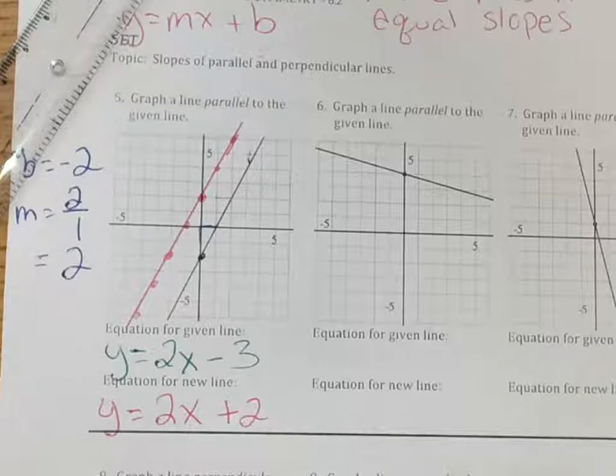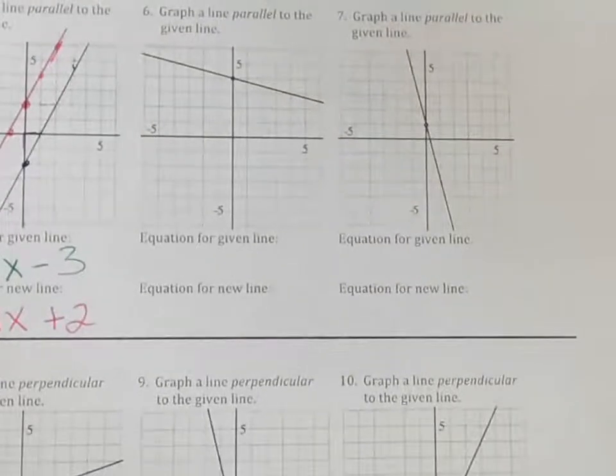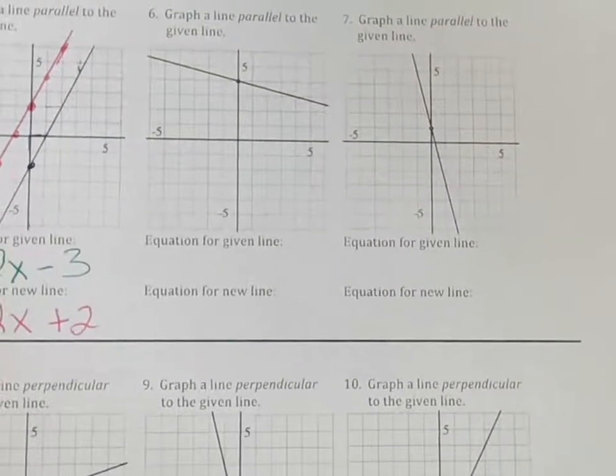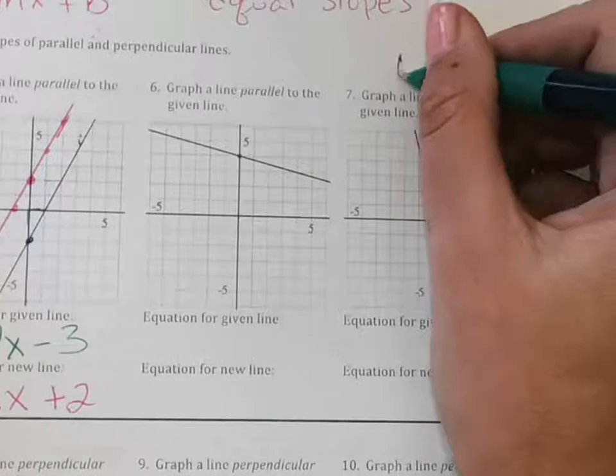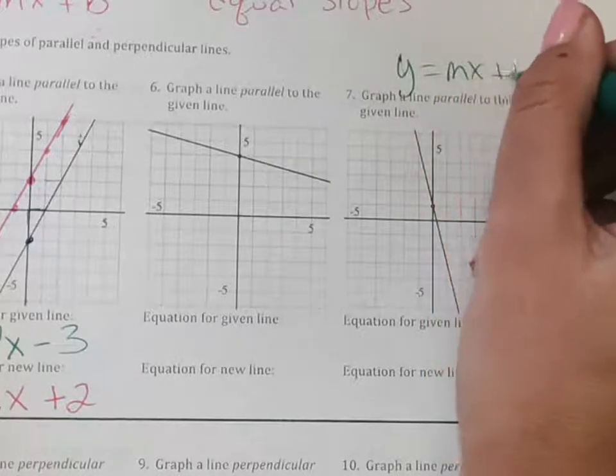If you're good with parallel lines, move on. If not, I'll do another one. I'll do number 7. So we'll do number 7 together if you want to. So your first thing is you're going to find the equation of the given line. So y equals mx plus b. I'll rewrite it. You can't see it. There we go. Y equals mx plus b.